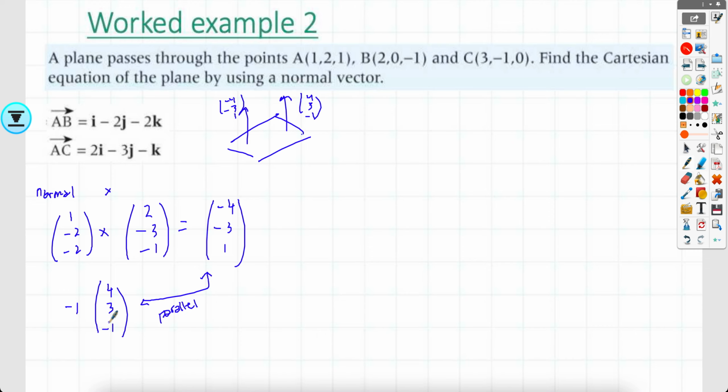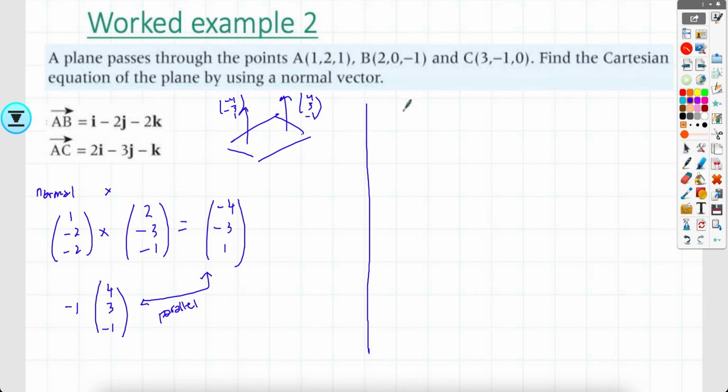So the setup of the plane is unique, not the equation of the plane. So I have -4, -3, and 1, and 4, 3, minus 1. They're parallel. It's just that I took a scalar factor out. So I can actually use this as my normal vector because it just looks nicer.